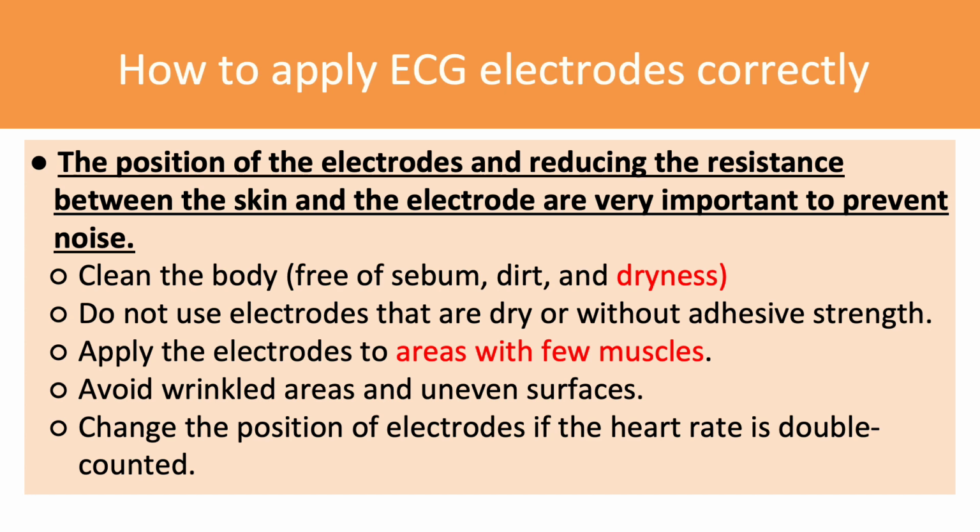Since the ECG amplifies a weak potential, the noise affects the measurement accuracy of ECG. To prevent noise, it is important to place the electrodes in the correct position and lower the resistance between the electrode and the skin. To lower the resistance, use new electrodes and place them on clean skin that is free of sebum, dirt, and dryness. In addition, avoid wrinkles to ensure a wider contact area. To prevent electromyography from being detected, the electrode should be placed at a position where there is less muscle. If T wave is double counted, the electrode position should be changed.